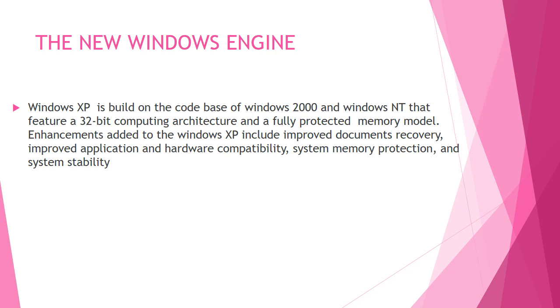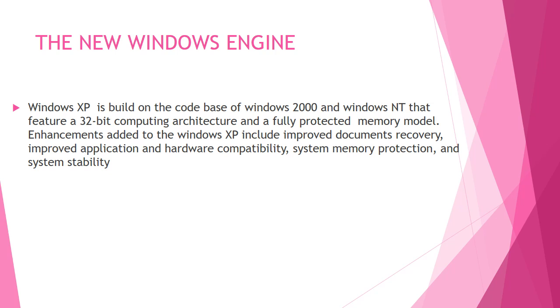So let's look at the computer architecture. When we are referring to computer architecture, we are referring to people that design a computer system, with a fully protected memory module. So the 32-bit refers to the memory that is stored on XP. The enhancements added to Windows XP include improved document recovery. Document recovery is the process whereby if an individual loses their vital information, data or files on a system, they will be able to recover it.